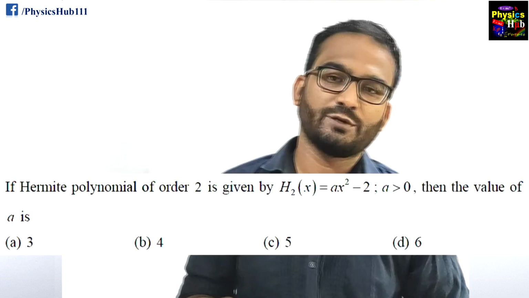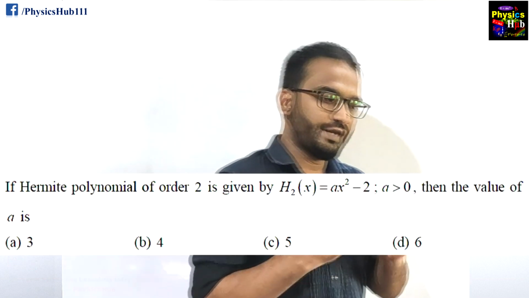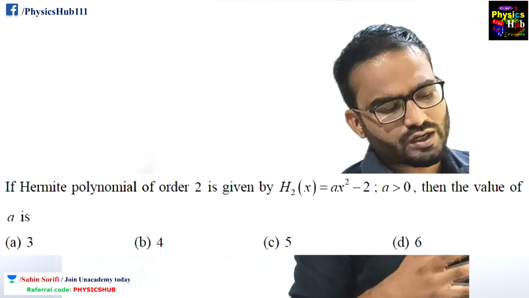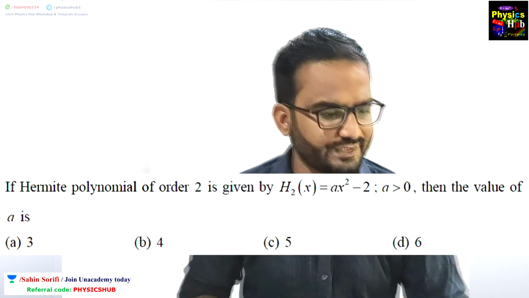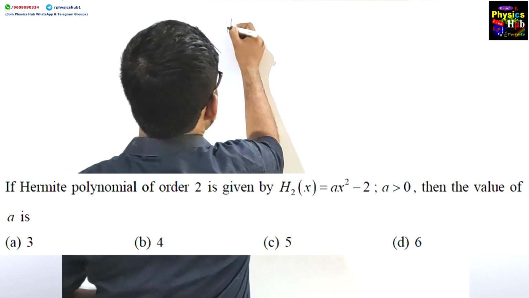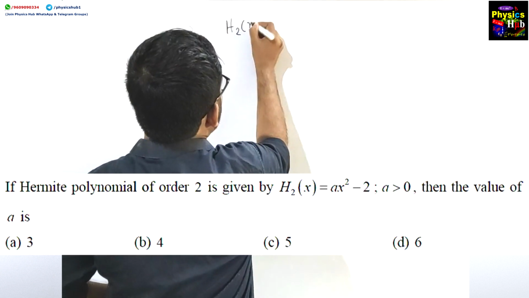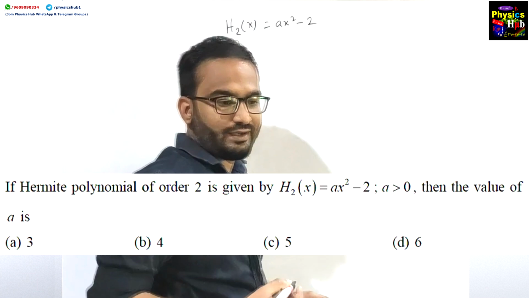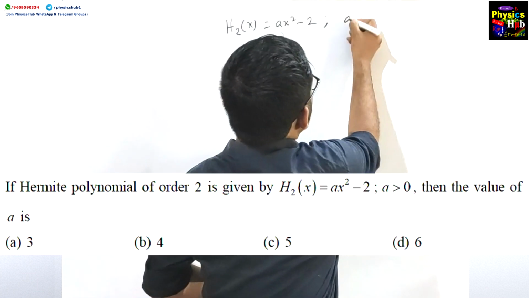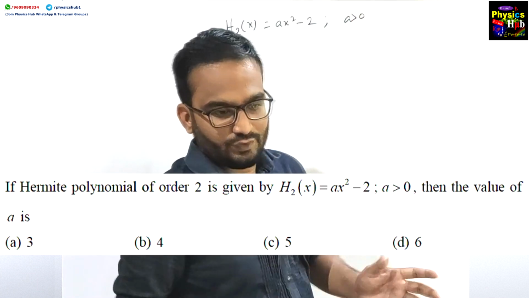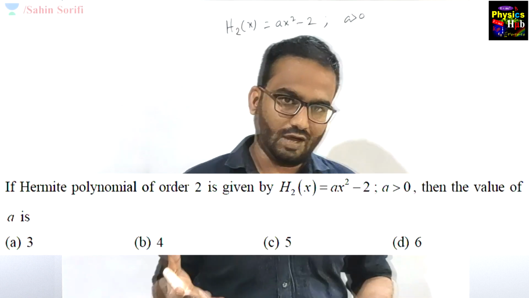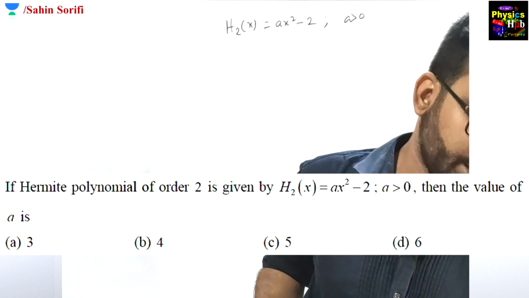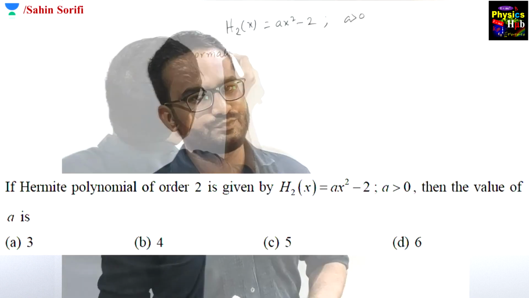Let us quickly move forward to the next question, question number 2. If the Hermite polynomial of order 2 is given by h2 of x equals a x square minus 2, where this condition is very important, a is greater than 0, then the value of a is. So how can we solve this question from special functions?